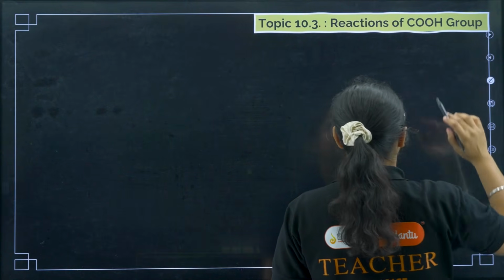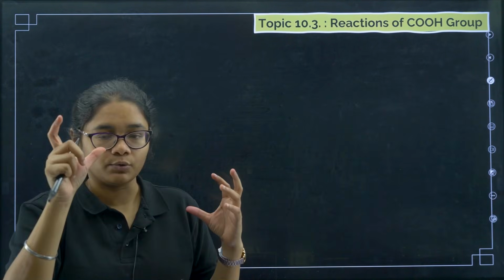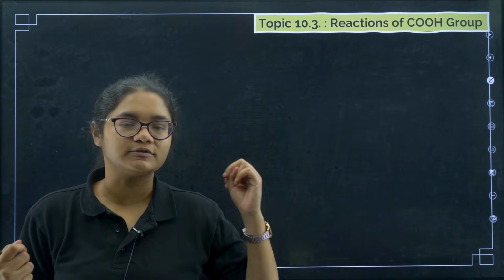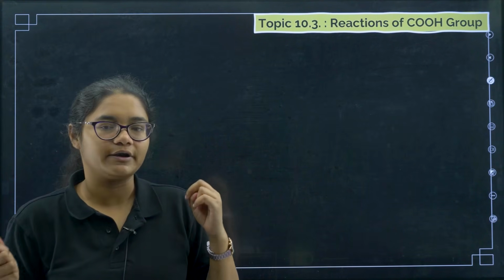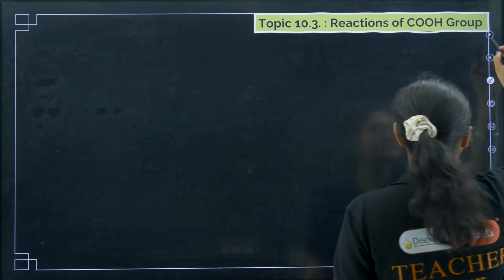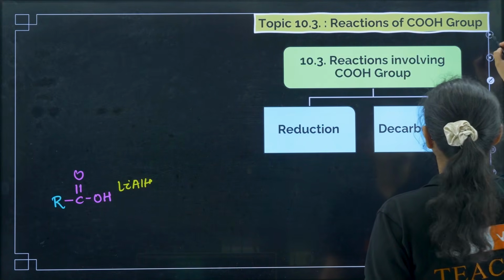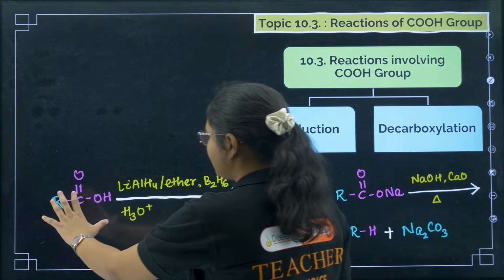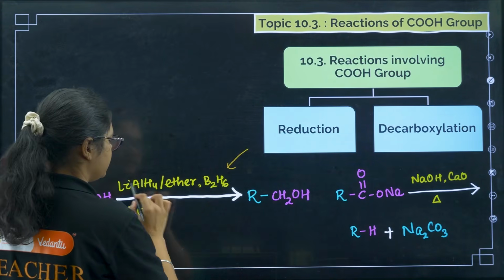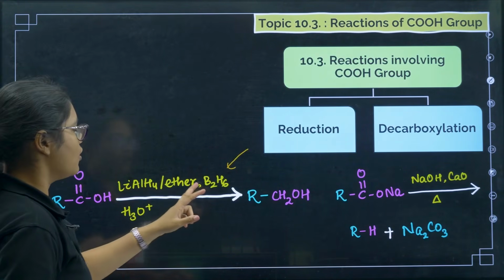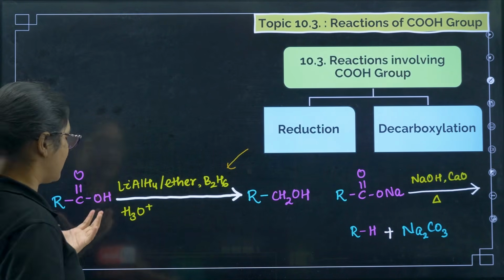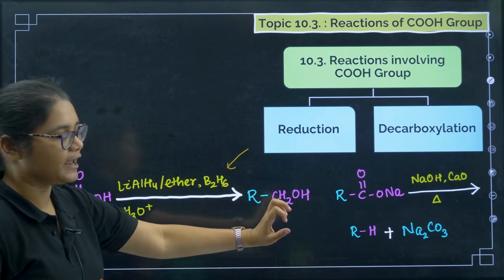Now coming to the reactions where the COOH group is involved. There we have two types of reaction. One is your decarboxylation reaction, another one is your reduction reaction. So in reduction, this reduction reaction with lithium aluminium hydride in ether or with B2H6, this group gets converted, right? Acids get converted to alcohols.